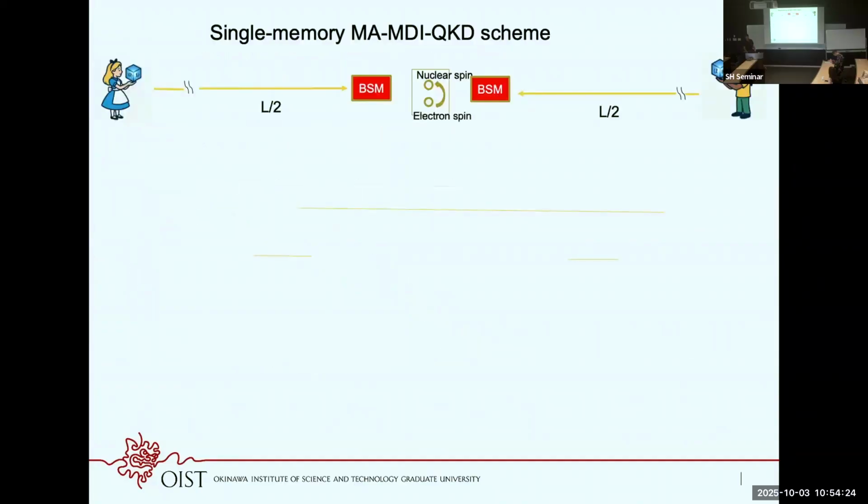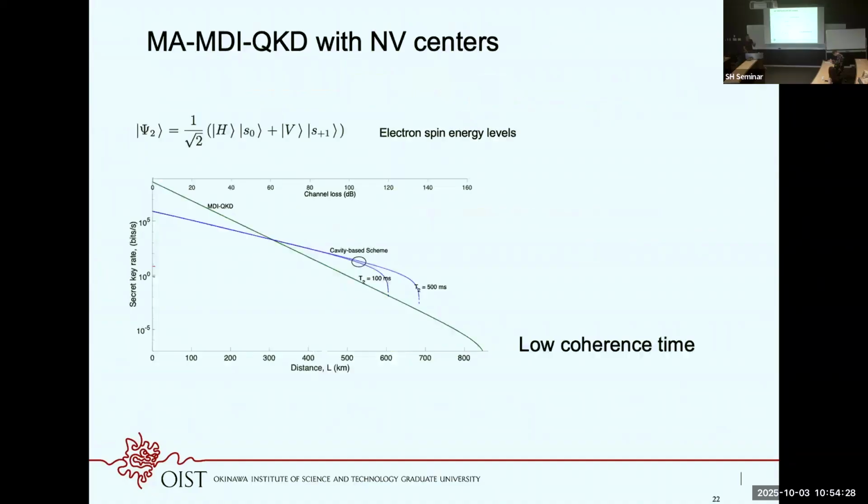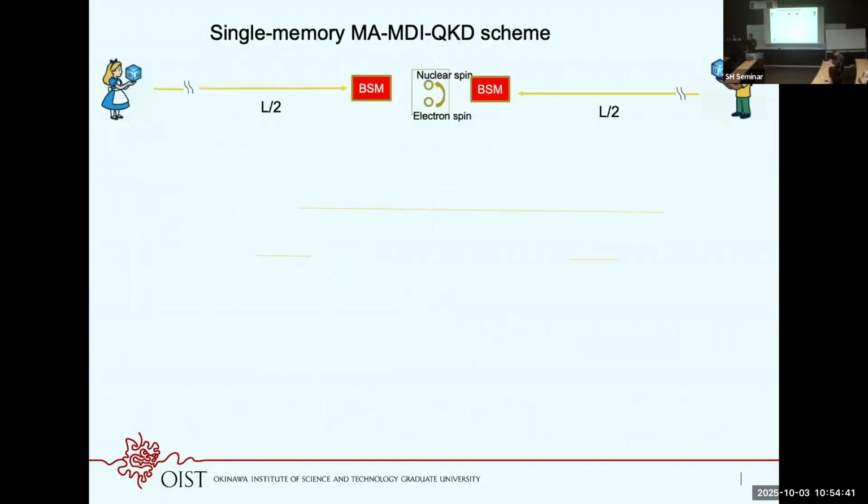Okay, and finally, that's the last protocol that I'm going to show you. As you can see here, the main problem is the coherence time. As I said, the coherence time must be high to have an advantage. So actually, the nice thing about NV centers is that we can use both the electron spin and the nuclear spin.